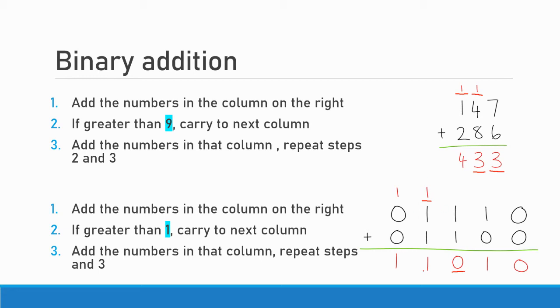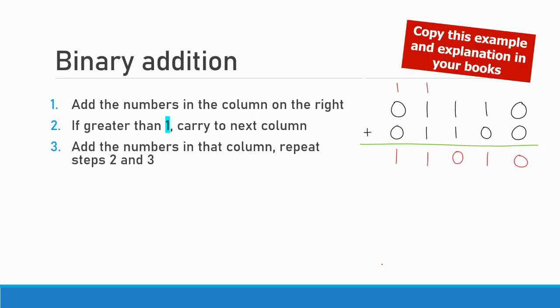In this column here, we've got 1 and 1 and 1. That again adds up to 3, doesn't it? We can't write the number 3, so we have to write 3 in binary. And we do that by writing 1 and 1. There you go. That is 3 in binary. And then 1 plus 0 is still just 1. And that is how to add up binary numbers.